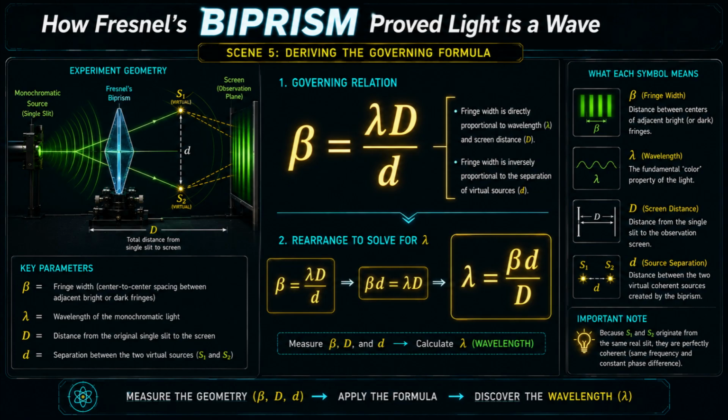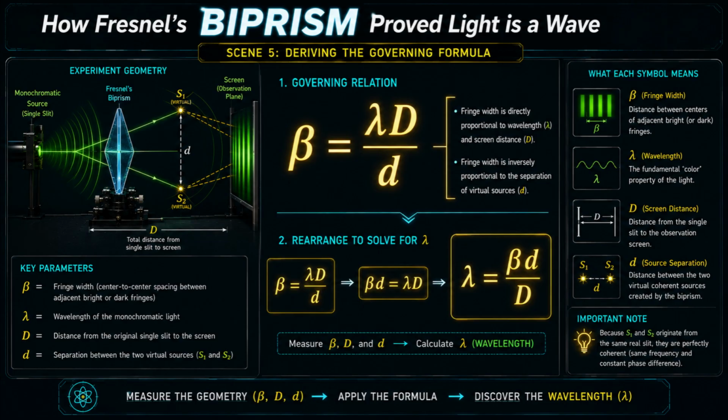Let us formalize this phenomenon with its core mathematical equation. The width of our interference fringes is governed by an elegant relationship, beta equals lambda multiplied by capital D divided by small d. In this formula, beta represents the measured fringe width. The Greek letter lambda represents the wavelength of our light source. The variable capital D represents the total direct distance stretching from the original single slit all the way to the focal plane of our eyepiece. Finally, small d represents the separation distance between our two virtual sources, S1 and S2.